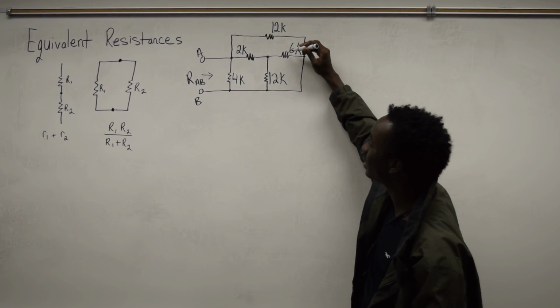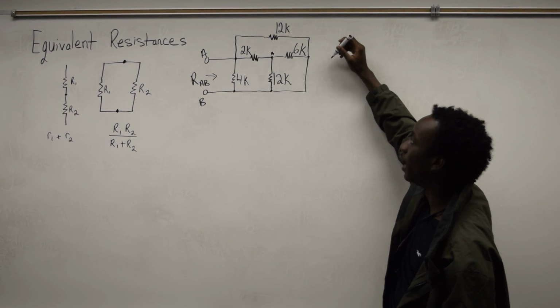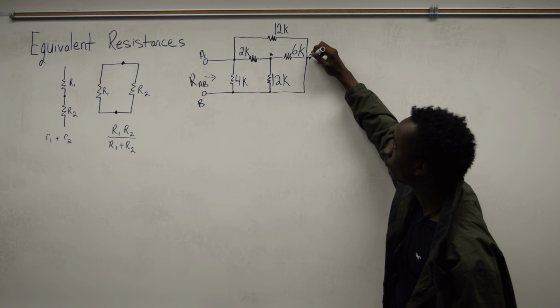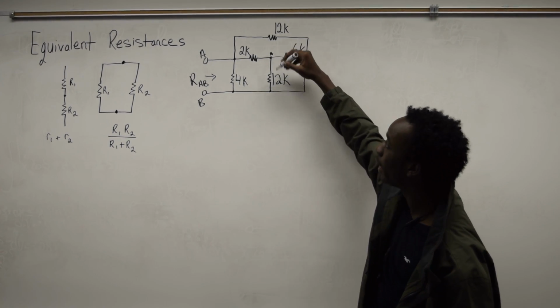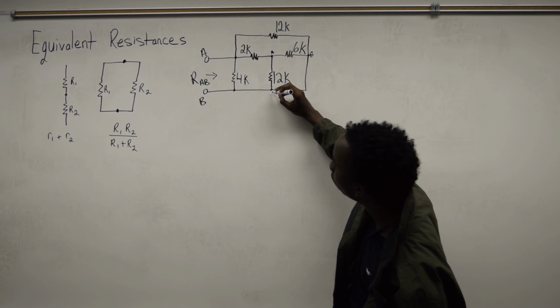As you can see, the 6K starts right here at this node. We'll call that node A, and then it ends at this node B. And if you look at it, this 12K starts at this node A as well, but this 12K ends at this node.